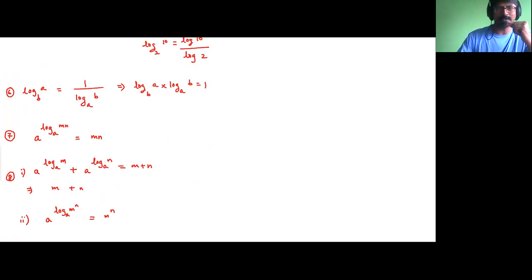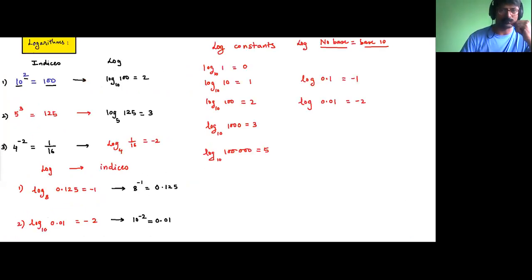And then finally, what are the constants? These are the constants of the logarithm, like log 1 is 0, log 10 is 1, log 100 is 2. I hope you understood. I have summarized this chapter very nicely.